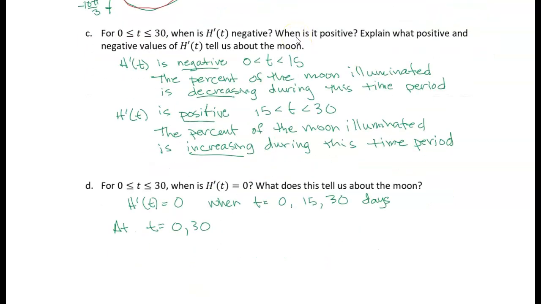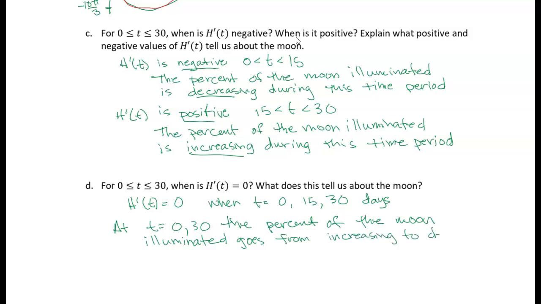Okay, so the percent of the moon illuminated goes from increasing, so it's positive, increasing, to decreasing.